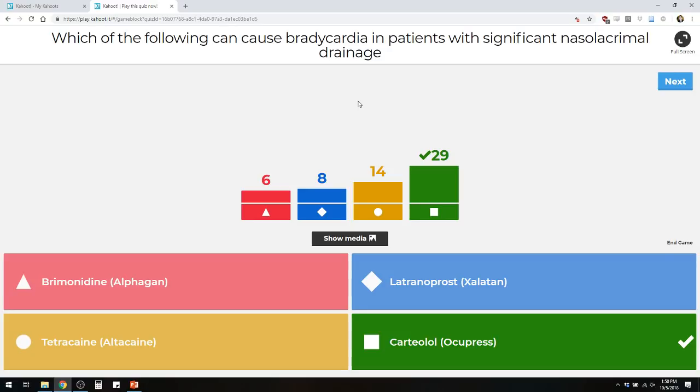It's great. Tetracaine does what? It's a numbing agent, right? So again, it's blocking sodium channels. We really shouldn't see any systemic effects from that drug. How about brimonidine? What is that?